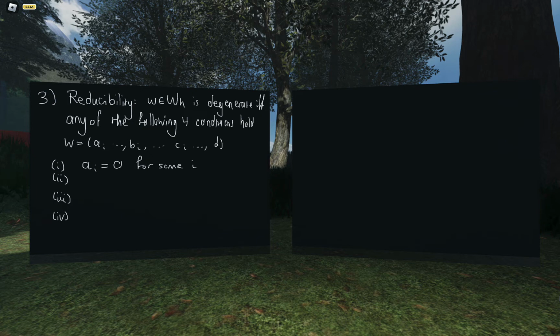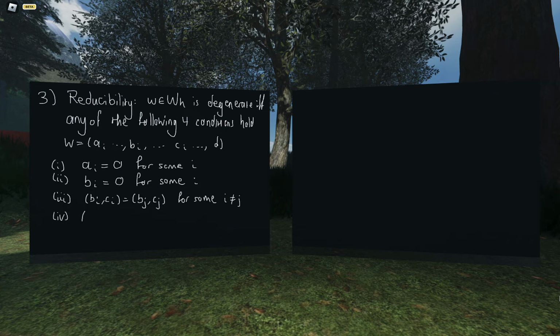Maybe some outgoing weight vector is 0. Some unit has 0 outgoing weight vector. Maybe some unit has 0 incoming weight vector. Maybe 2 units have the same incoming weight vector and bias. I'll write it like this: Bi, Ci is equal to Bj, Cj for some i not equal to j.